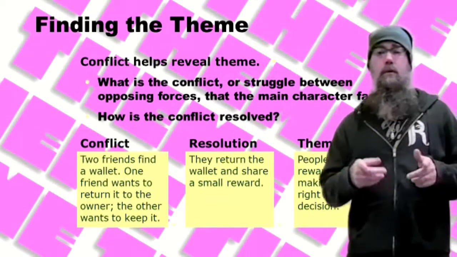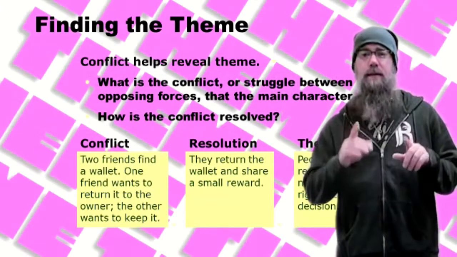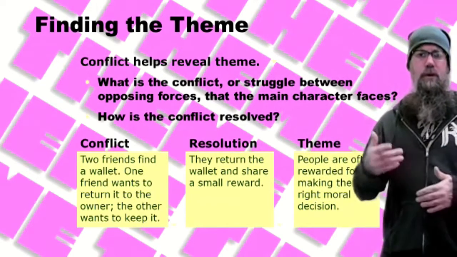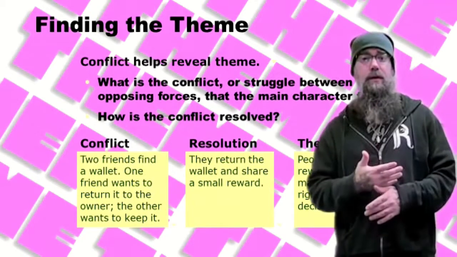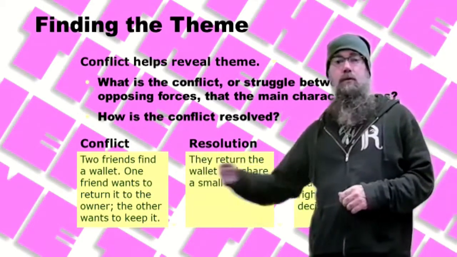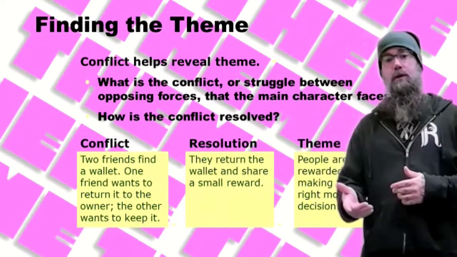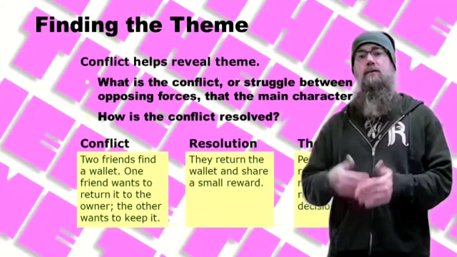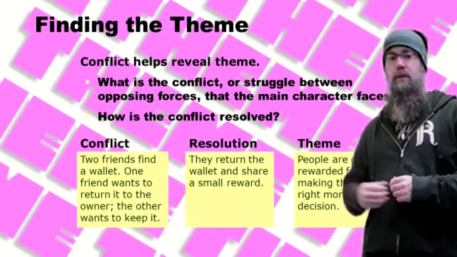The last place we can look when we're trying to find the theme is the conflict. What's the conflict in the story? What is the conflict or struggle between the opposing forces and the main character? And how is that conflict resolved? Here's the conflict. Two friends find a wallet. One wants to return it, one wants to keep it. It's a conflict. Well, as we read through the story, what would the resolution be?